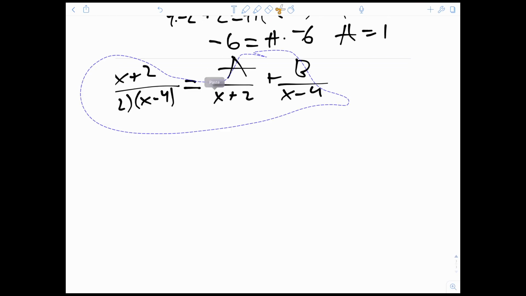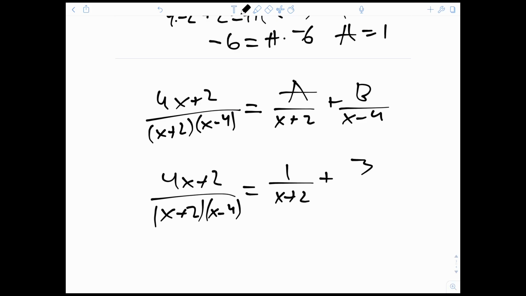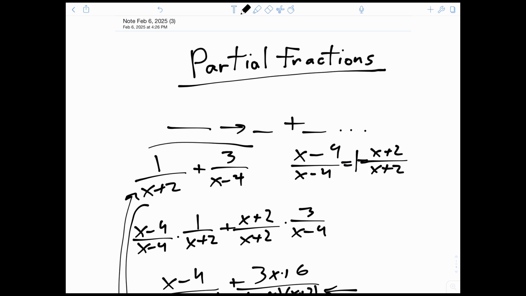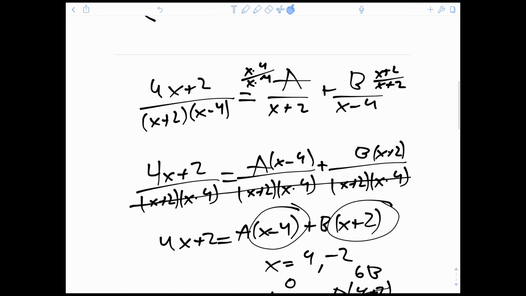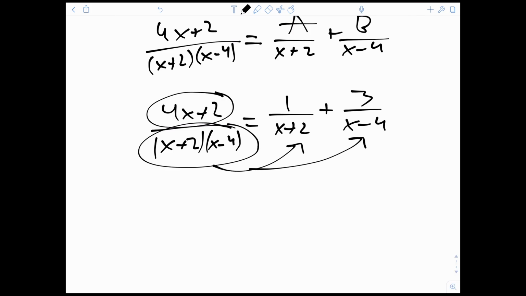So it's the exact same equation, right? So we get that 4x plus 2 over (x plus 2)(x minus 4) is equal to 1 over x plus 2 plus 3 over x minus 4. And what's crazy is that that's the same thing that we started with all the way back here. So that's how partial fraction decomposition works. So basically, you take the term here, and you take the term here, and you split the factors up into these two fractions, and you say, what's going to be on top?